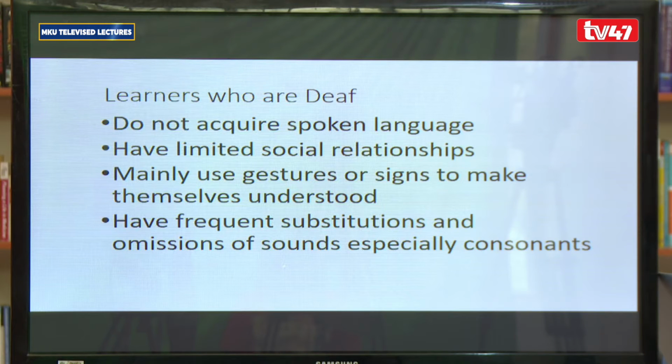That is an indicator. And the last one there is that they have frequent substitutions and omissions of sounds, especially consonants. Because when they learn sign language and when they go through speech therapy or speech training, they tend to learn to speak a bit, but they will not pronounce consonants because they cannot hear them. Consonants are the sounds that you can really tell that that's an S, that's a T, that's a pa, but for them, they cannot really tell which is which, and therefore, even when they try to speak, they will not sound the consonants.